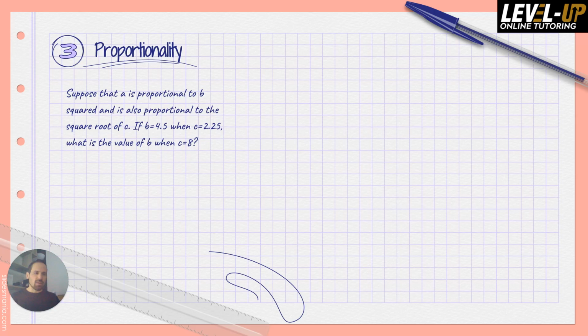So let's take a more complicated example, like the kind you might get in an exam, where we've then got to apply that. Say we had something like this: a is proportional to b squared, but a is also proportional to the square root of c, and we're given these boundary conditions: b equals 4.5, c equals 2.25. What's the value of b when c equals 8? So we need some kind of equation for b in terms of c to then find out what b is going to be when c is equal to 8.